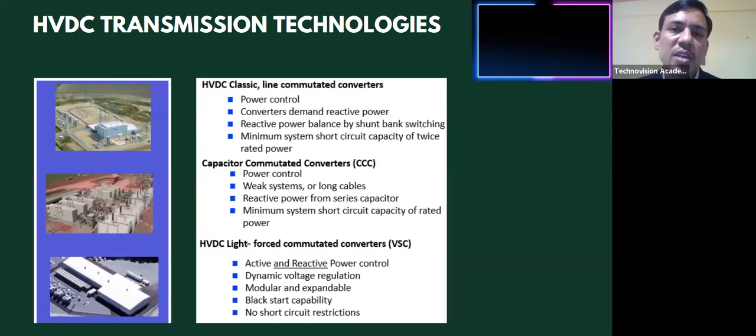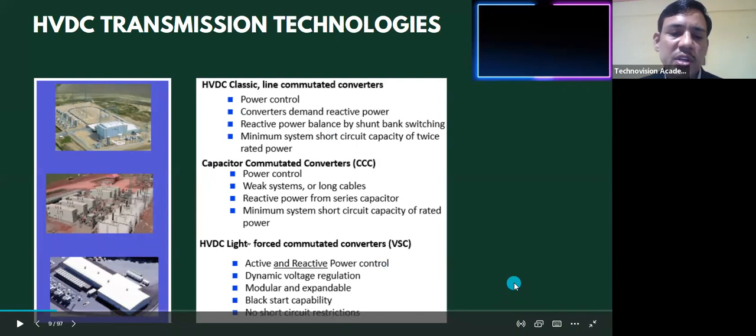Because in any condition, your thyristor valves must require AC supply. But for the voltage source converter, if one end is charged, you can charge the other ends. So that is, again, the biggest advantage of this technology. It is compact and modular, so the area requirement is very less. And short circuit contribution.